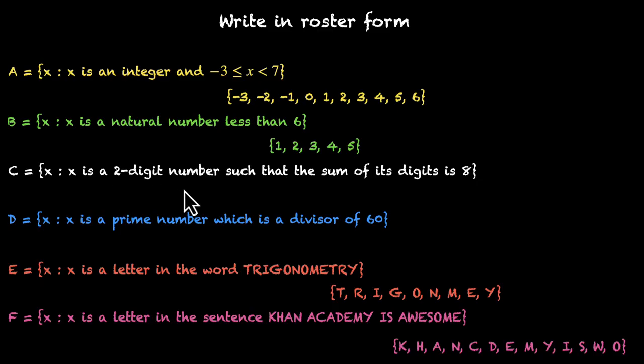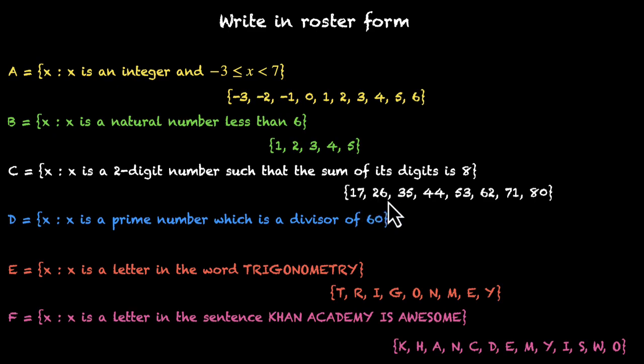X is a 2-digit number such that the sum of its digits is 8. Well, if we start with the tens place and think about the units place, this should work. For example, if the tens place is 4, the units place will also be 4 because we want the sum to be 8. If the tens place is 2, the units place will be 6 because the sum is 8. So this is what we'll have. We'll start with the smallest one. Tens place 1, the unit place will be 7. So 1 plus 7 is 8.